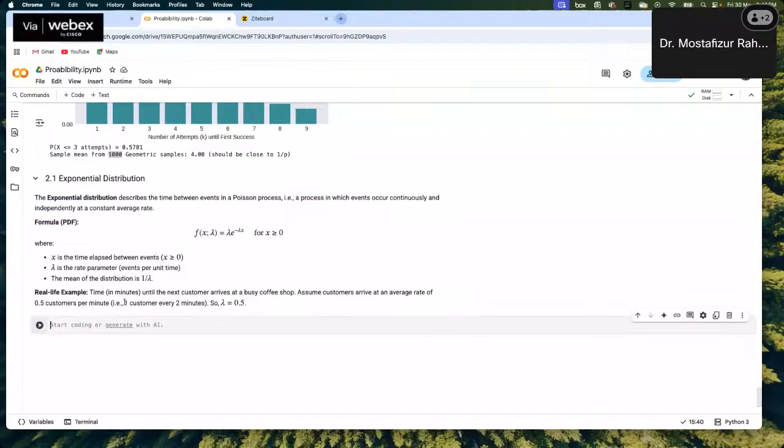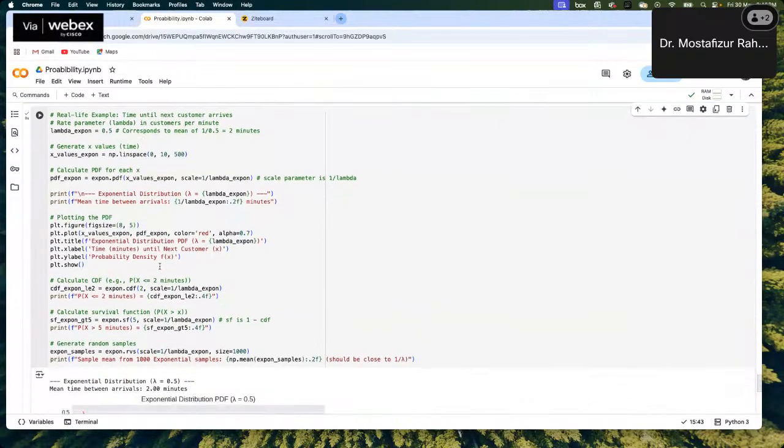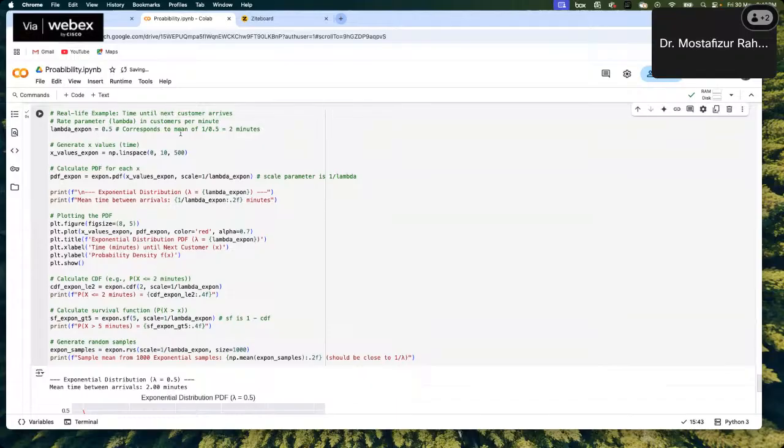Okay. So suppose the time in minutes until the next customer arrives at a busy coffee shop. Assume customers arrive at an average rate of 0.5 customers per minute. That means one customer in every 2 minutes. Lambda equals 0.5. Okay. So basically, 1 by lambda is your average time between customers, right? So then let's calculate certain things. Lambda is 0.5, which corresponds to a mean of 1 by 0.5 equals 2 minutes on average, right?